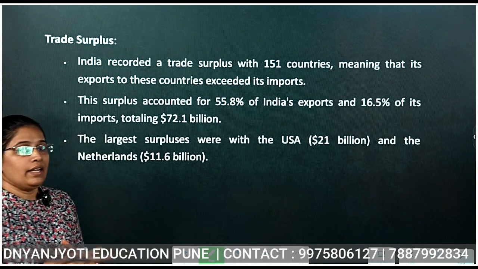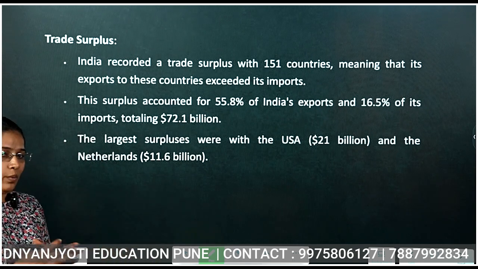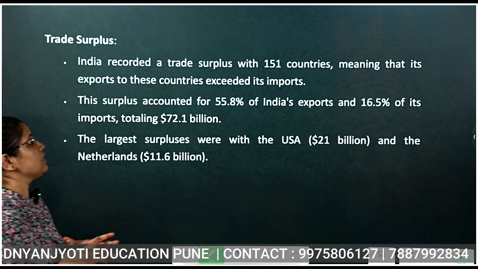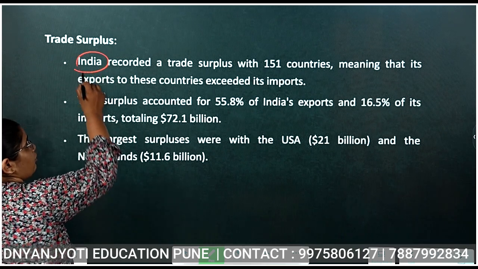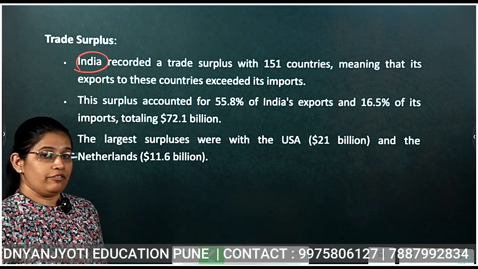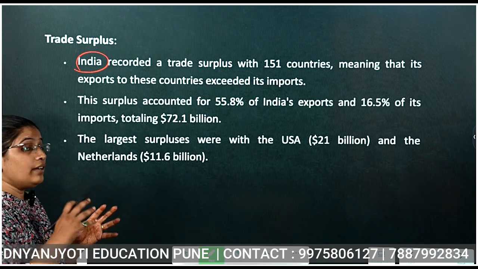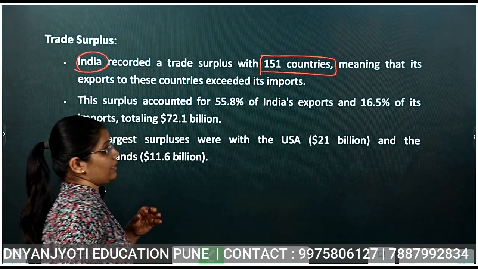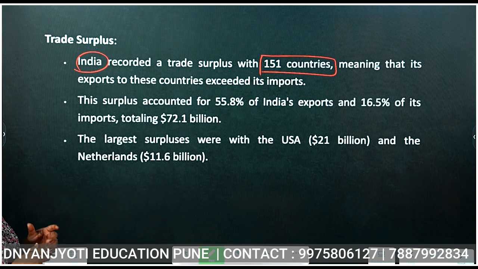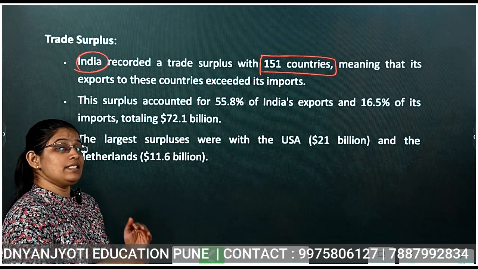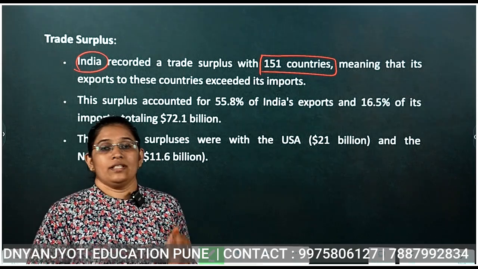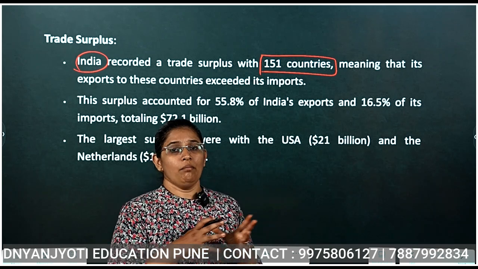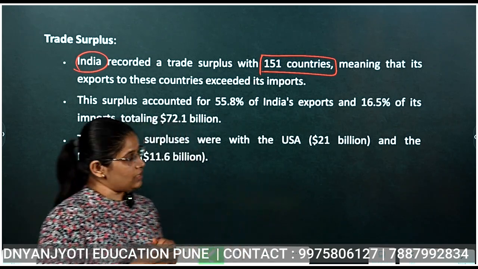So GTRI's key findings provide us with important data that is related to the trade surplus. In this period from January to June 2024, India has recorded a trade surplus with around 151 countries, and that is a really huge number. So it means that India is exporting more goods and services to these 151 countries, and India is importing fewer goods and services from these countries.